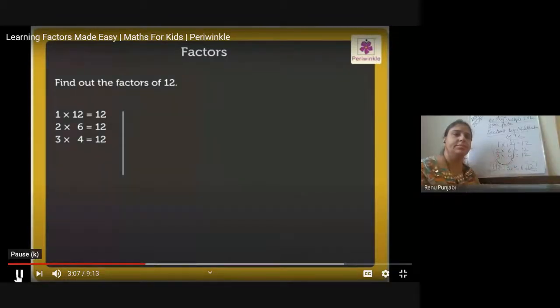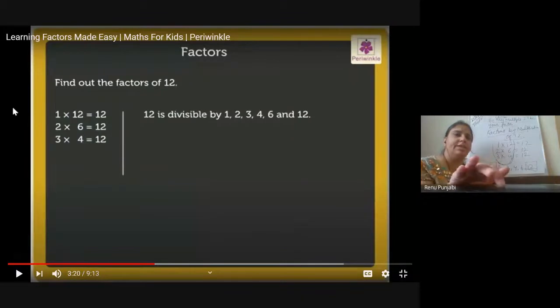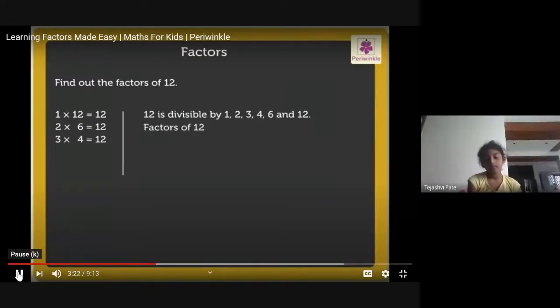Now we understand that 12 is divisible by 1, 2, 3, 4, 6, and 12. Have you noticed here? They have taken 1, 2, 3, 4, 6, and 12. Hence, we say that the numbers 1, 2, 3, 4, 6, and 12 are the factors of 12.